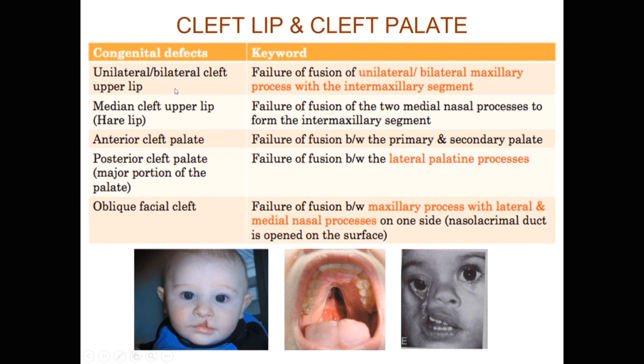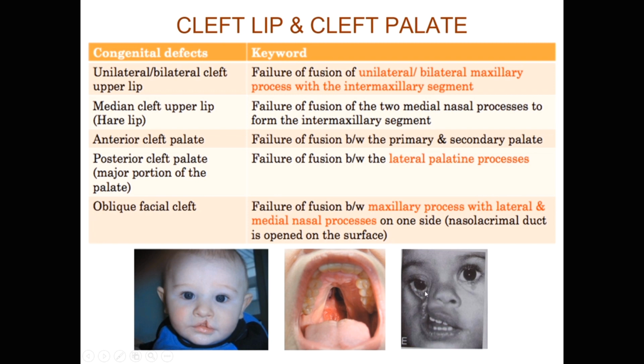So if we look at these, you can see unilateral and bilateral cleft upper lip, and it's failure of the maxillary process with the intermaxillary segment. If you have median cleft, fusion of the medial nasal processes did not work. Anterior cleft palate is failure of fusion between the primary and secondary palate. Posterior cleft palate is failure of fusion of the lateral palatine processes or maxillary segments alone. Oblique facial cleft is failure of the maxillary process with the lateral and medial nasal processes.